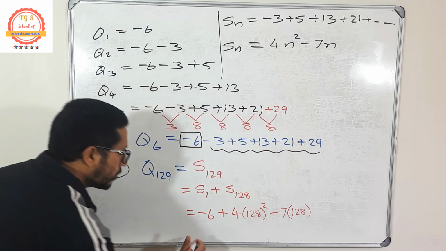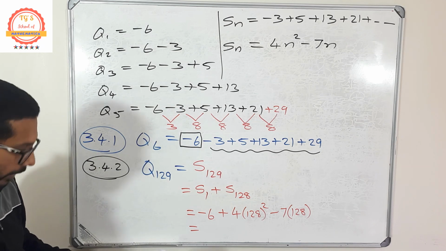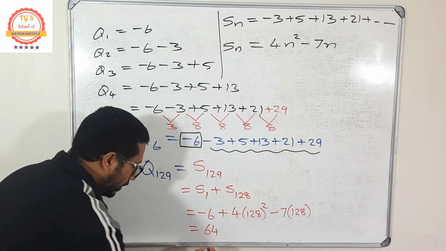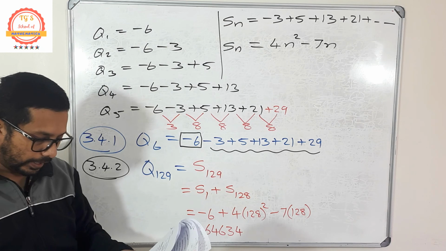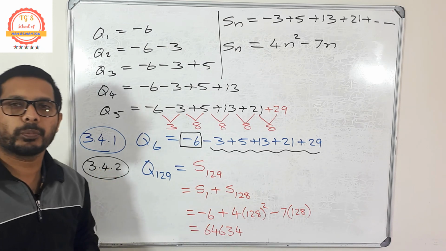So now you can use your calculator to find the answer of that one. In your calculator you will get 64,634. That is the answer. So this is question number 3.4.2.